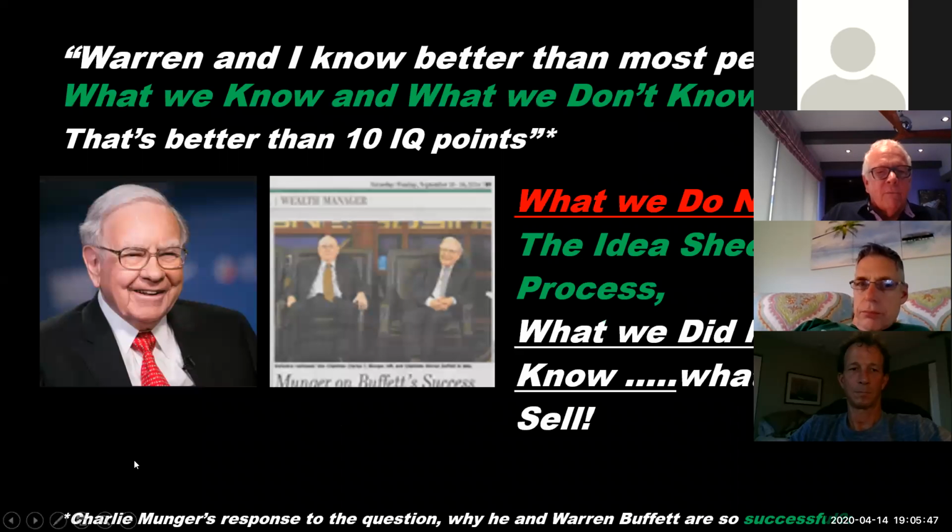Warren Buffett, when Charlie Munger, who's down here, was asked how come he and Warren Buffett are so successful, Charlie said, Warren and I know better than most people what we know and what we don't know. That's more valuable than 10 IQ points. That's what Charlie Munger said. And my point is, what we do not know is what the idea sheet process is about. What we did not know, and that is what will sell.